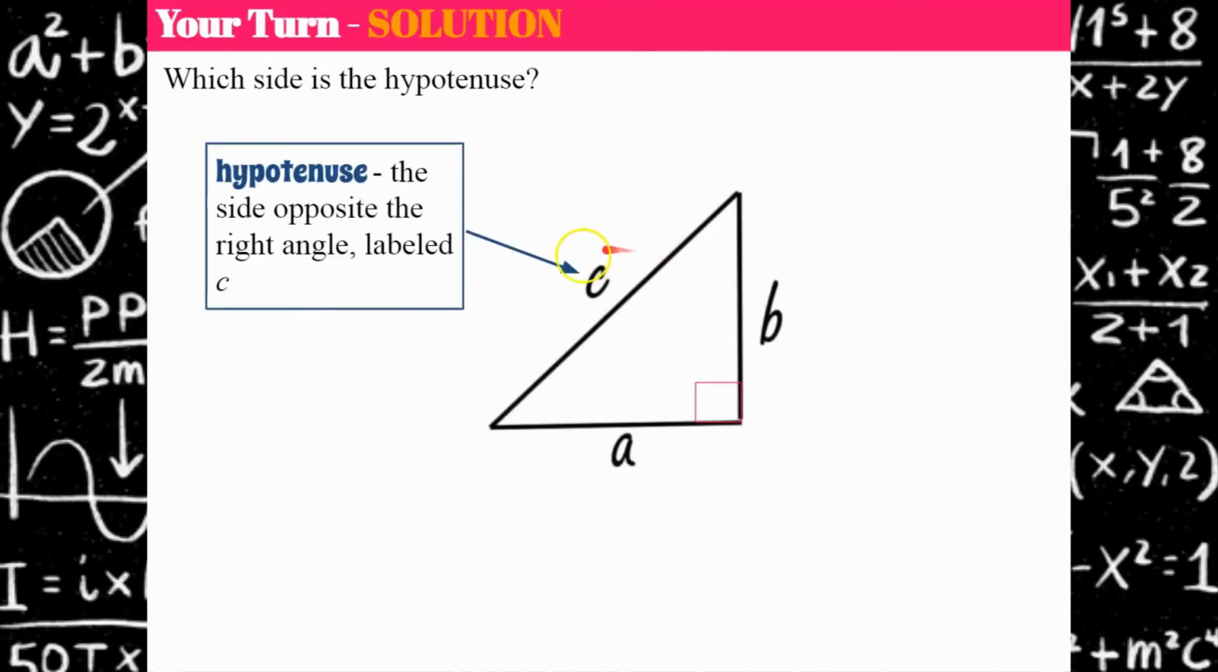I hope you selected side C. Side C is the side that is opposite the right angle, and that is our hypotenuse. Remembering that A and B are the legs of the right triangle because they form the right angle. But the hypotenuse C is directly across from the right angle.